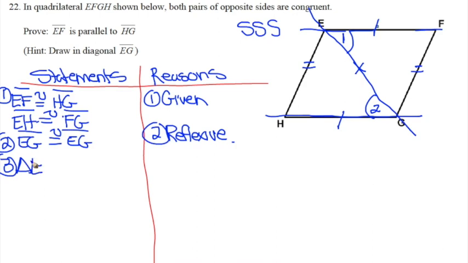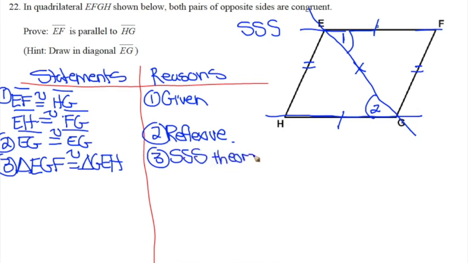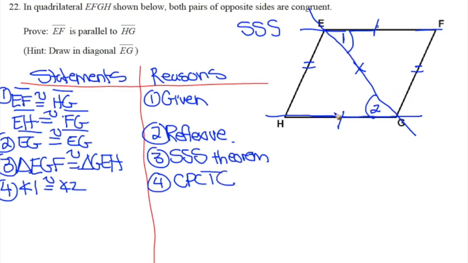So I'm going to say that triangle EGF is congruent to triangle GEH, and I back that up with SSS. If the two triangles are the same, that means their corresponding parts must be the same. So that implies that the two angles that I've numbered as 1 and 2, because I'm tired of all these letters, are congruent, and that's because of CPCTC, or corresponding parts of the two congruent triangles are also congruent.